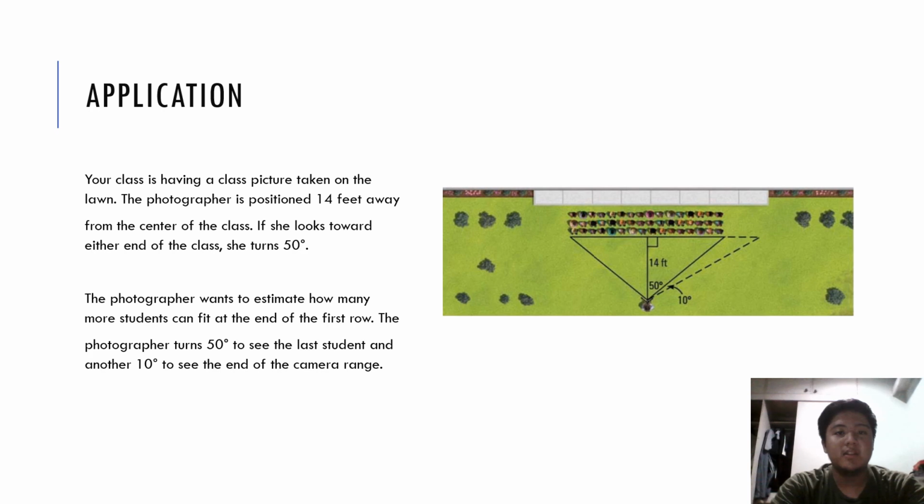Now let's go on to step-by-step solving its application. Your class is having a class picture taken on the lawn. The photographer is positioned 14 feet away from the center of the class. If she looks towards either end of the class, she turns 50 degrees. The photographer wants to estimate how many more students can fit at the end of the first row. The photographer turns 50 degrees to see the last student and another 10 degrees to see the end of the camera range.